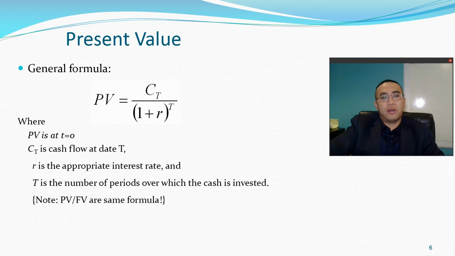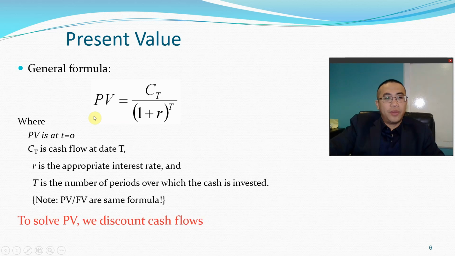The next one is to solve for present value. This time you know how much money you have in the future, which is C, cash flow at time T. You discount it by 1 plus the interest rate raised to the power of T, the number of years. And then you get the present value, or the worth of the cash in today's dollars.